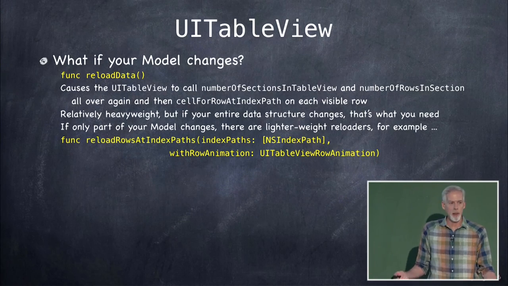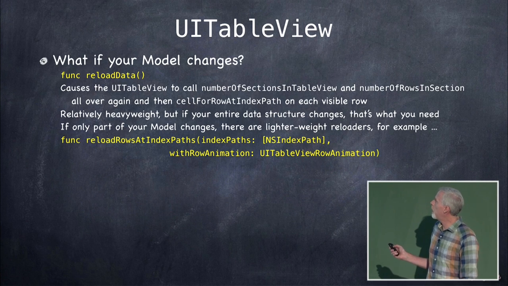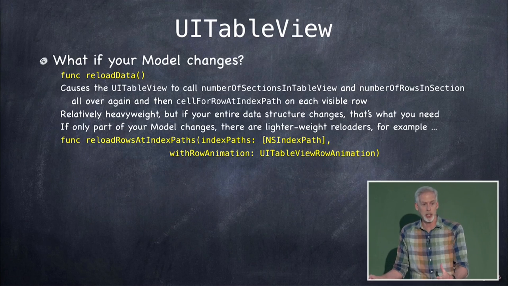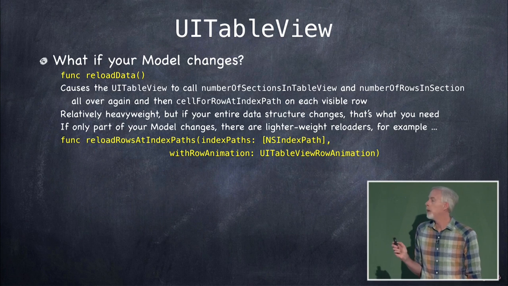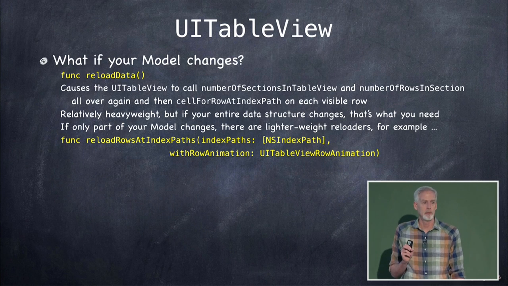Now that might seem kind of heavyweight, and for a large table, maybe it would be. So if you know how your model changed such that you know which index paths, which sections and rows, like maybe only one section would have been changed, then you can try this more fine-tuned reload rows at index paths, which is just like reload data, but only for certain index paths. Okay?